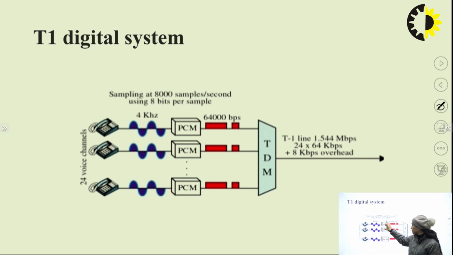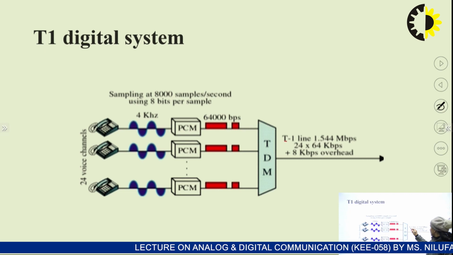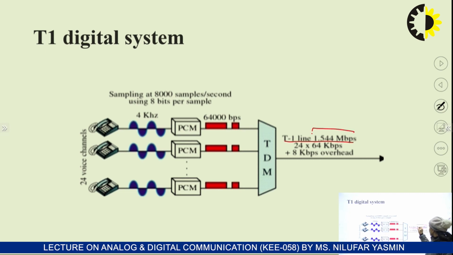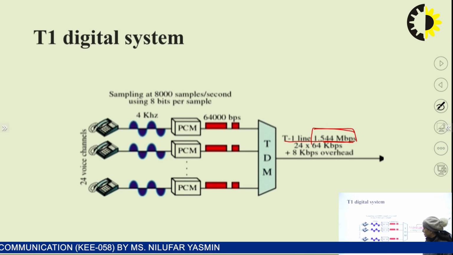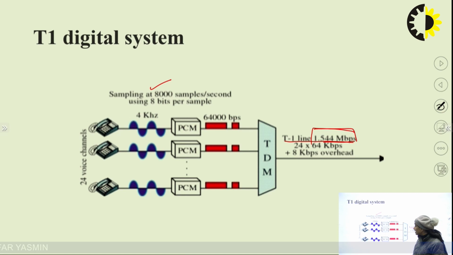It uses pulse code modulation. This is a technique for conversion of analog to digital signal. It works at 4 kilohertz. Then TDM is used to combine it. For the T1 line, this is the data rate. We are going to prove how the data rate comes out to be 1.544 Mbps. It is sampled at 8000 samples per second using 8 bits per sample. How it occurs? Let's see.